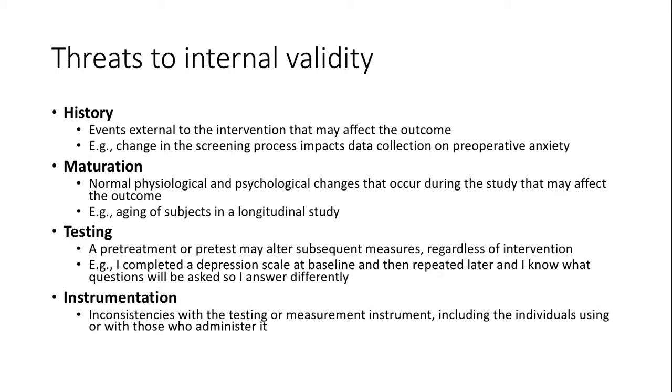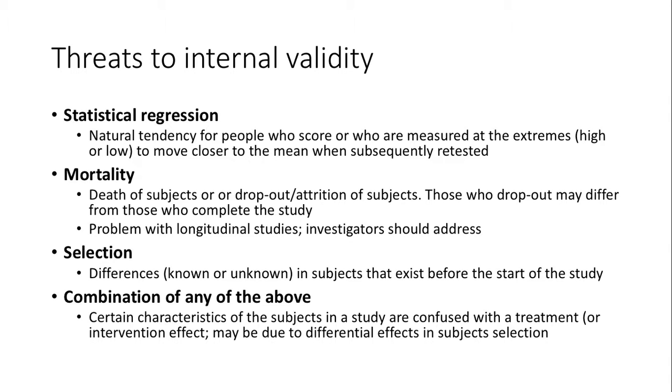Instrumentation is where there's inconsistencies with the testing or measurement of an instrument, including the individuals using or those who administer it. And this may be where there's variation. Say you have research coordinators and maybe you have multiple on a study. It may be how the data was collected by one of the coordinators was different enough from another one to lead to some inconsistencies with how that data was collected, and that could impact the internal validity of that study.